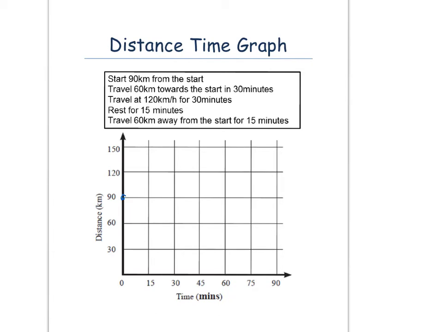It says you travel 60 kilometres towards the start in 30 minutes. Now, you're travelling 60 kilometres and you're at 90, so you're going back 60. So you're going to 30 kilometres in 30 minutes.